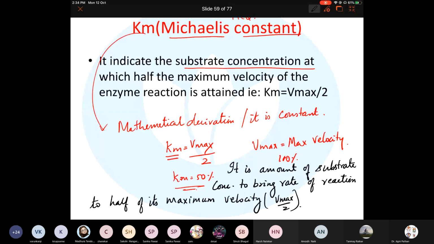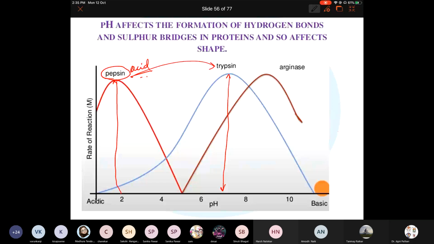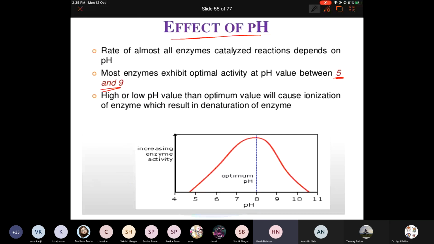Okay, which slide do you want? Is this the slide you're talking about? Ma'am, the same effects of pH, the one before. Okay. Yes, ma'am. Yeah, you can take it down. Others quickly revise.